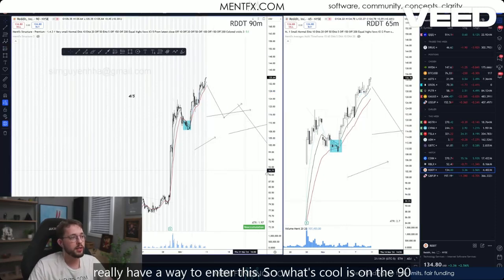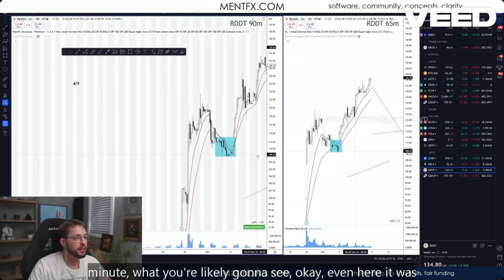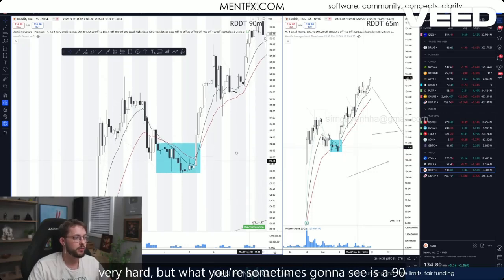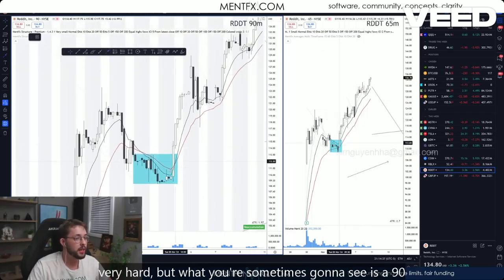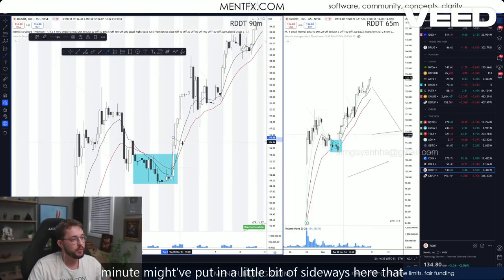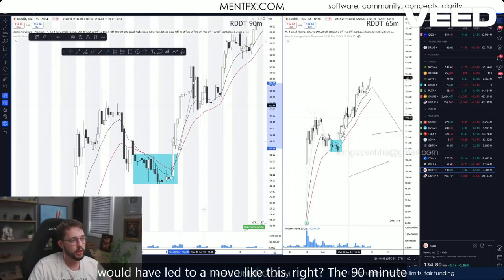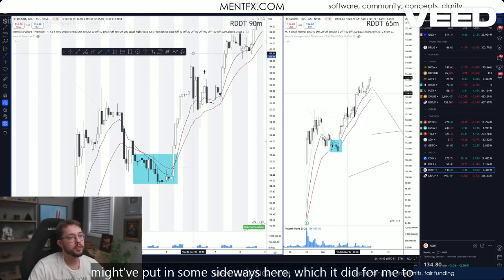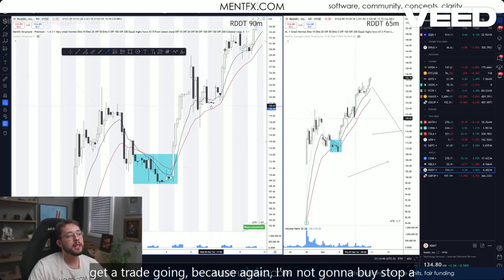So what's cool is on the 90-minute, what you're likely going to see, even though here it was very hard, is that the 90-minute might have put in a little bit of sideways here that would have led to a move like this. The 90-minute might have put in some sideways here, which it did, for me to get a trade going.